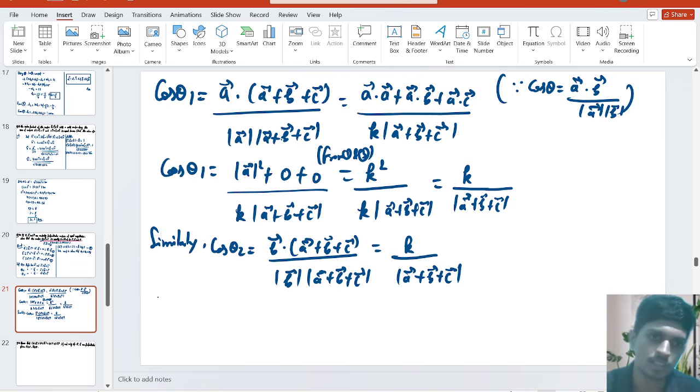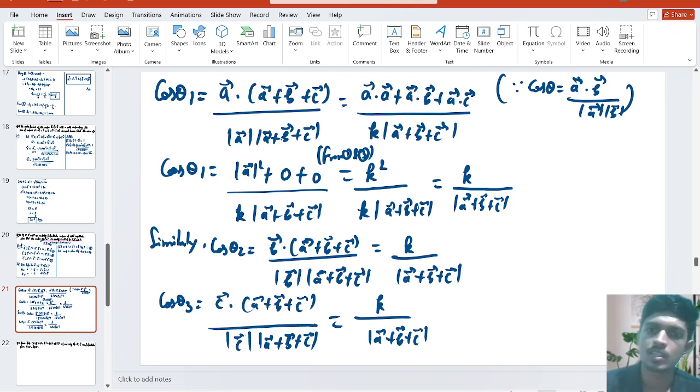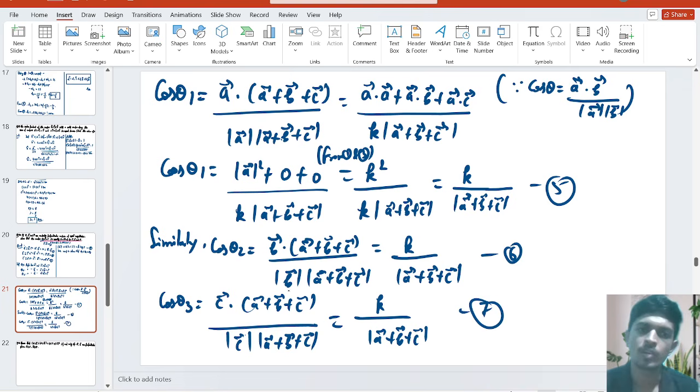Okay, so using this you get cos theta 2, and for cos theta 3, you get vector C dot (vector A plus vector B plus vector C), and simplify, you get modulus of vector C upon modulus of vector A plus modulus of vector B plus modulus of vector C, and just simplify, you get k upon modulus of vector A plus modulus of vector B plus modulus of vector C. Taking equations 5, 6 and 7, you know that cos theta 1, cos theta 2 and cos theta 3 are equal.